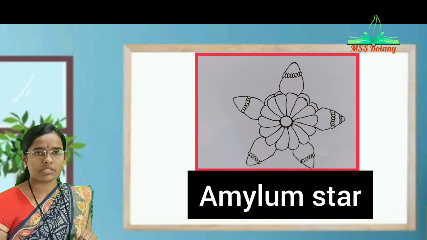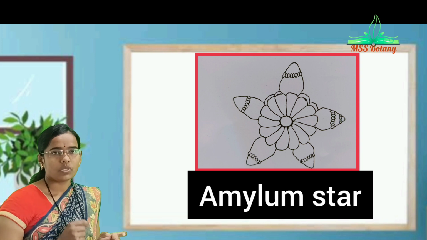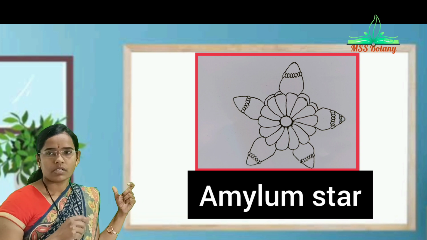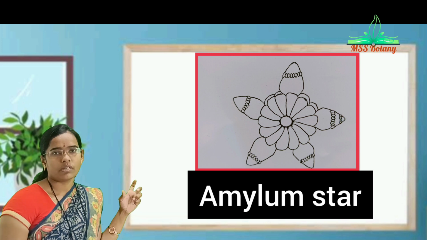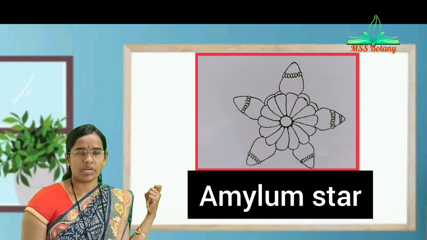When the favorable condition will occur, this amylum star will give rise to the new plant of the Chara. Means from that amylum star, a new plant will be germinated. This is called the vegetative reproduction in the Chara with the help of the amylum star.